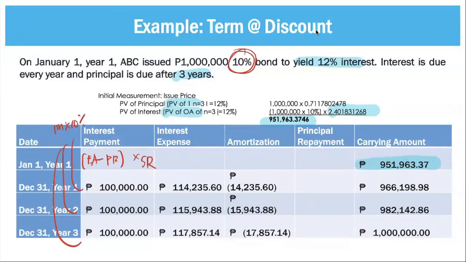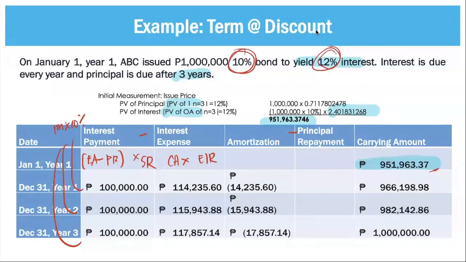Next, to compute for our interest expense. Our interest expense is equal to your carrying amount multiplied by your effective interest rate or yield rate. Our yield rate is 12%. If we have 951,963.37 here, we multiply it to 12%, we will get 114,235.60. So the amortization will become 100,000 less 114,235.60. We have negative 14,235.60.